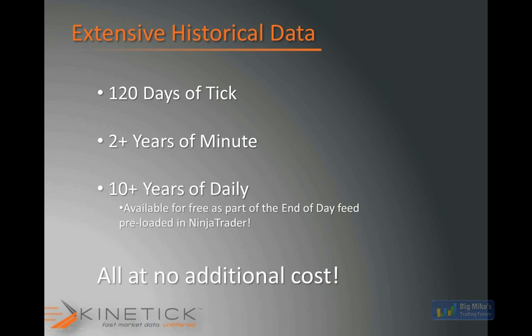But the best part about this daily data is it's also available for the free end-of-day feed that's preloaded in NinjaTrader. And this historical data is actually included with the basic service. So for the basic service cost of $50 per month, and we'll talk about the pricing of Kinetick a little bit more, all this historical data for every single market that's covered, and that entails about 50,000 total instruments. What you're able to get is access to all of this historical data.